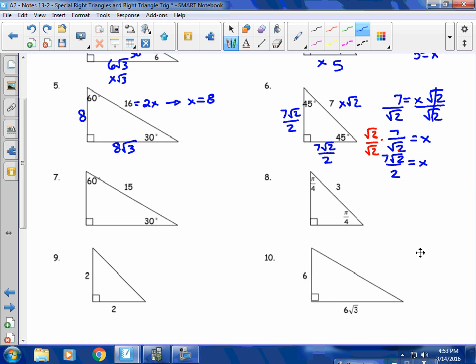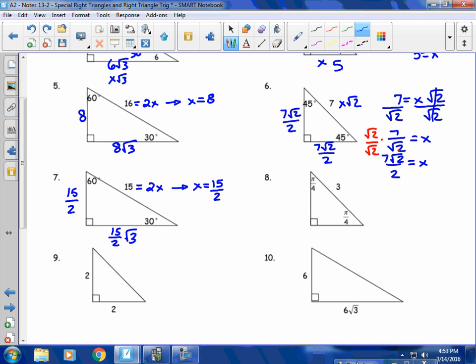All right, down to number 7. 30, 60, 90 again. The 15 is where what would normally be? 2x. So that means x is 15 over 2, or 7.5. As long as you don't round it, 7.5 is fine. I'm just going to leave it as 15 over 2. So next to the 60, that's where our x always is, 15 over 2. And next to 30 is always x radical 3, so we have 15 over 2 times radical 3. No radicals in the denominators, so we're fine.